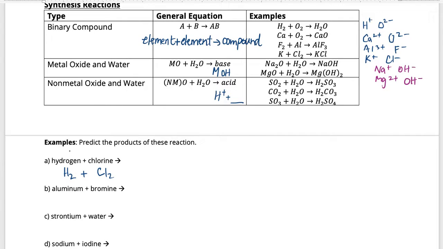Again, just a reminder, what do these look like as ions? You have the H+ and the chlorine is negative, right? So when we go to combine it as a product, we want to charge balance or crisscross. When hydrogen's by itself, it's a diatomic. When chlorine's by itself, it's a diatomic. But together, it's hydrogen chloride, or hydrochloric acid.